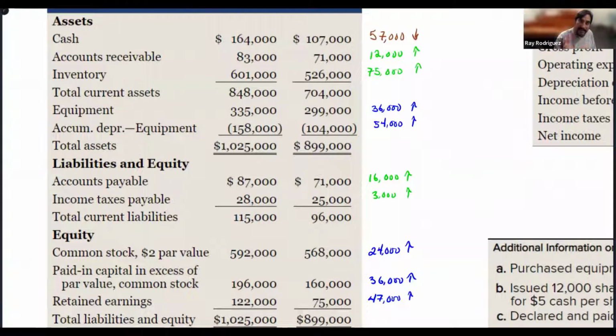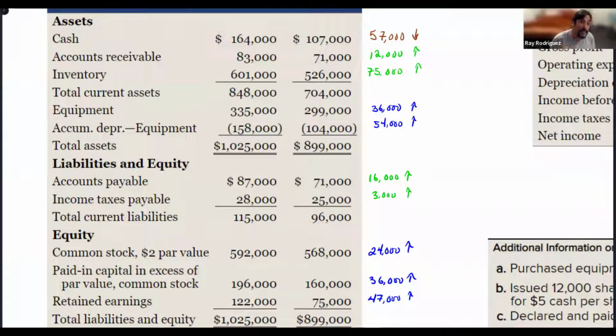I used colors. I think I've told y'all a couple of times I'm colorblind, so forgive me if I say the wrong colors, and I'm not even going to try and say them. But I use different colors for different things. Cash does not go into operating or investing or financing, so I gave it its own color. We're going to use that to proof.